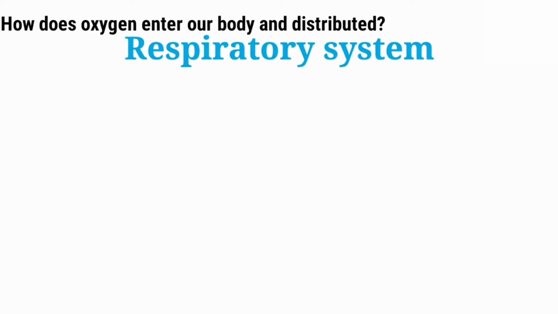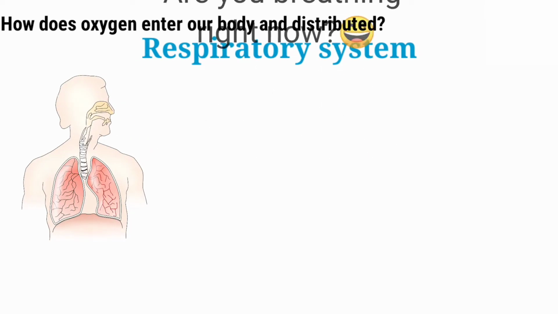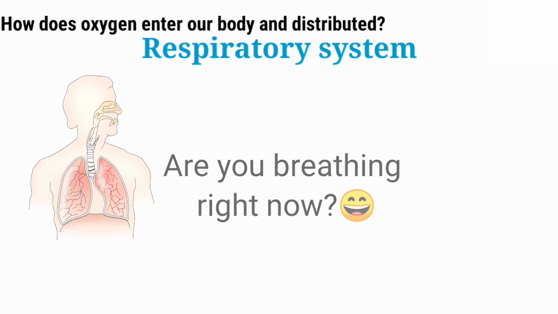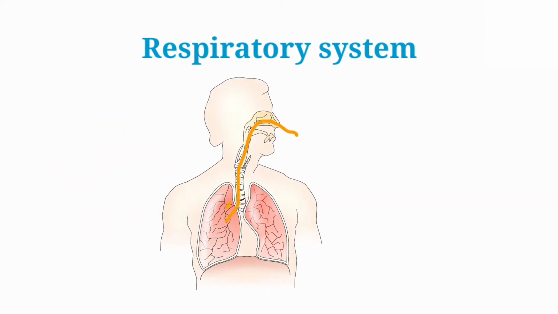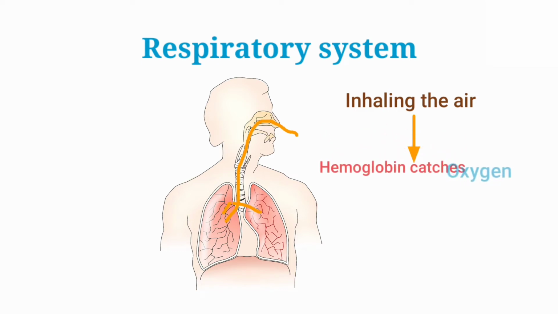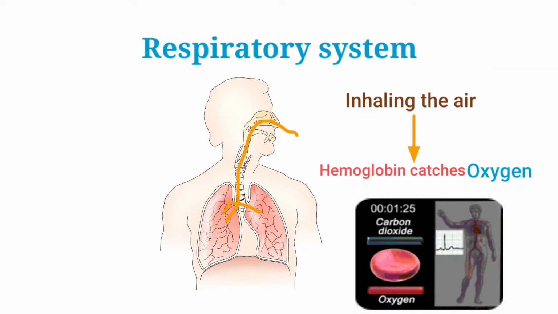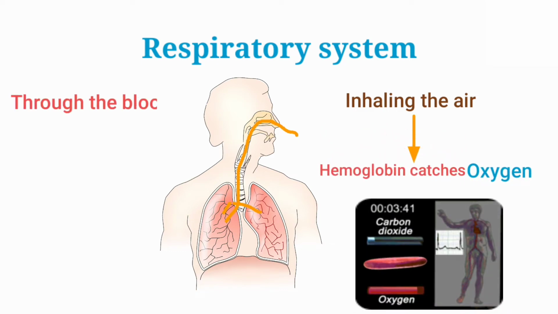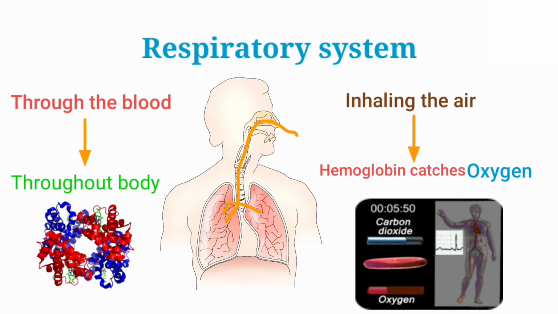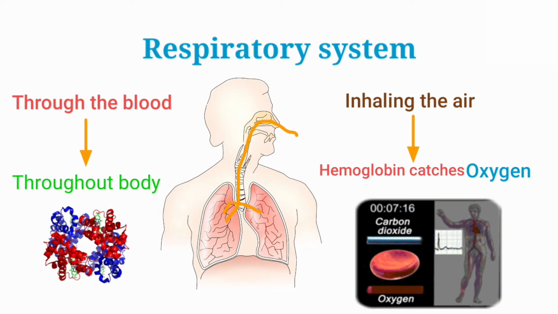Well, it is your respiratory system that makes sure of that. Are you breathing right now? If it is yes, that's it. By inhaling the air, the oxygen is trapped by the hemoglobin in the red blood cells and it is distributed throughout the body through the blood. Hemoglobin is a very interesting protein. We will talk about it later.